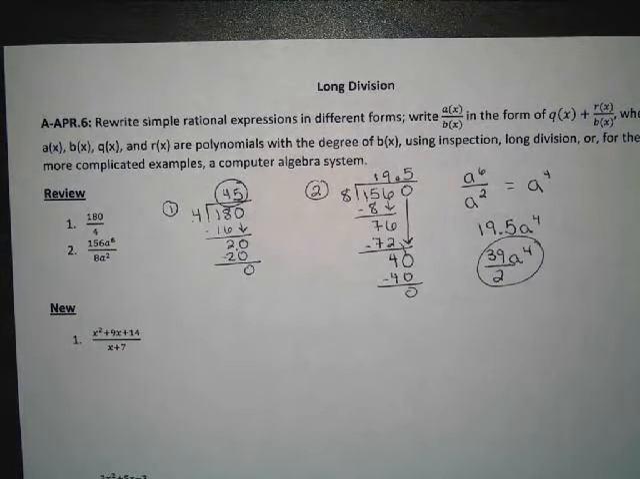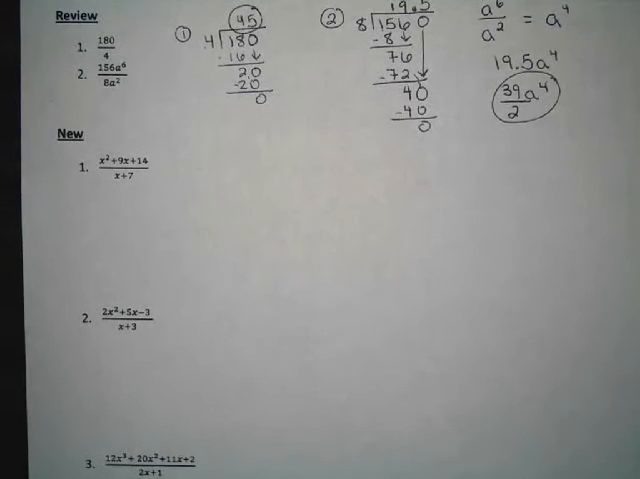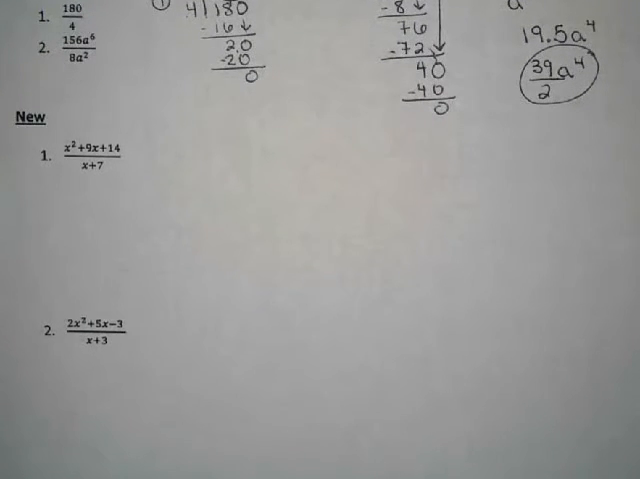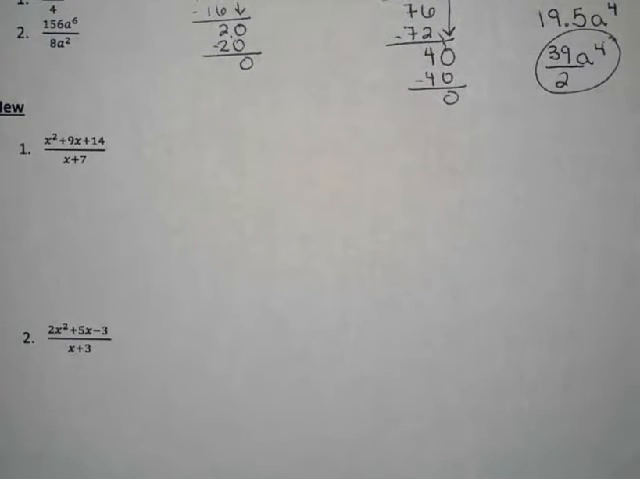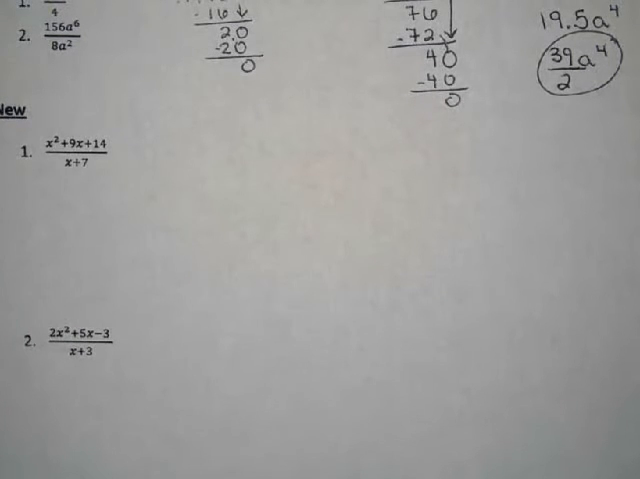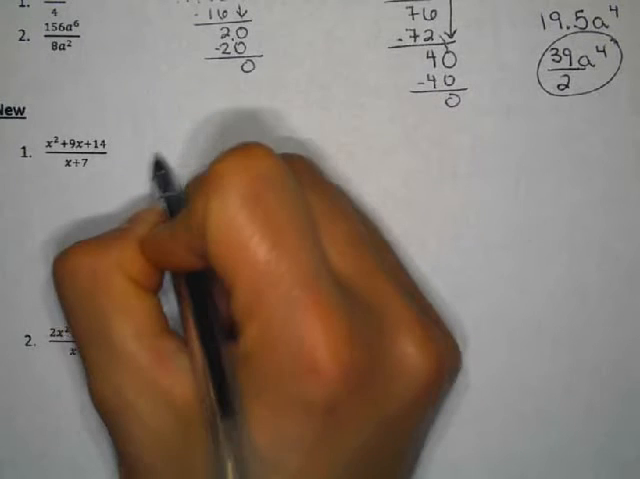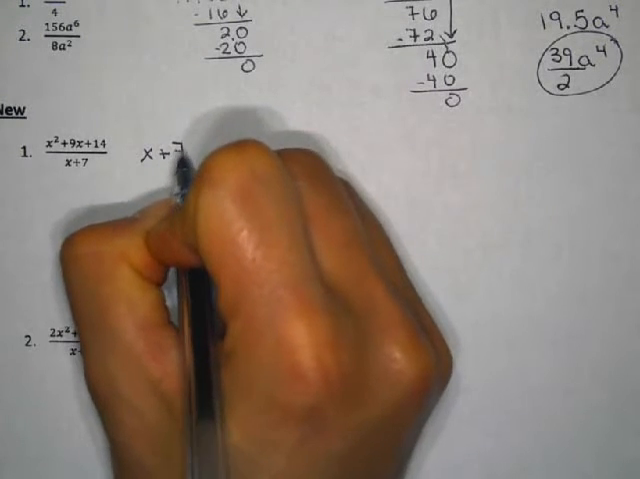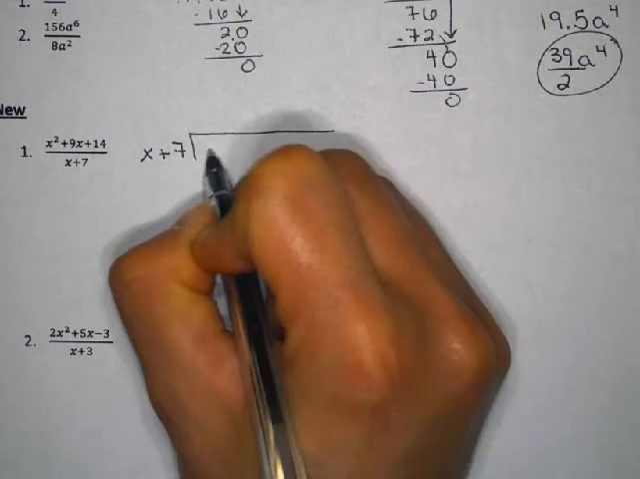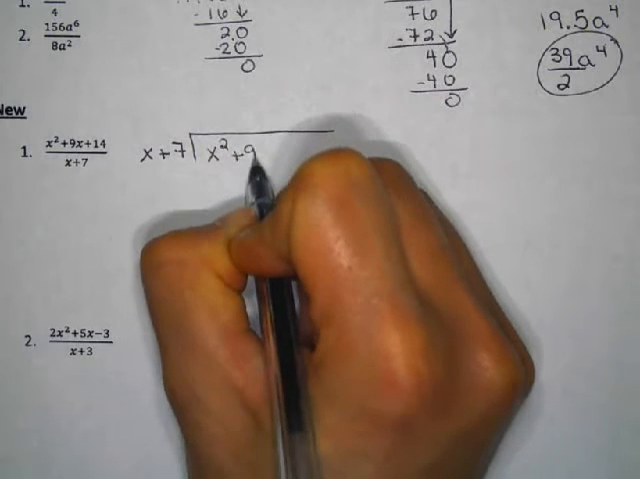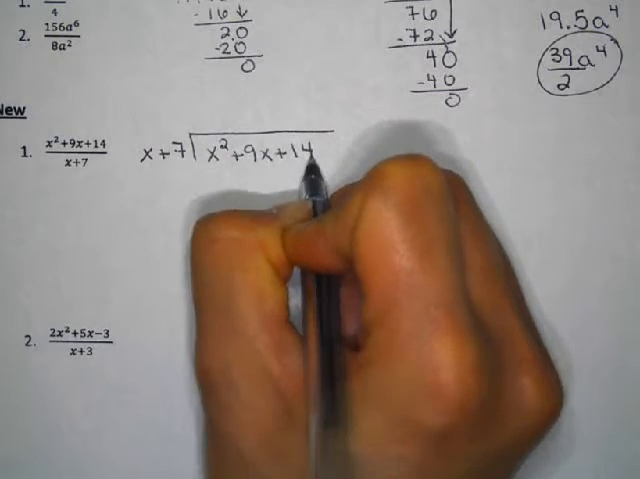And again, that's just a review of how you do long division. So we're going to use those same principles and ideas to divide these polynomials the long way. So we'll look at number 1 here. We have x squared plus 9x plus 14 divided by x plus 7. So we'll write this out. We have x plus 7 divided by x squared plus 9x plus 14.